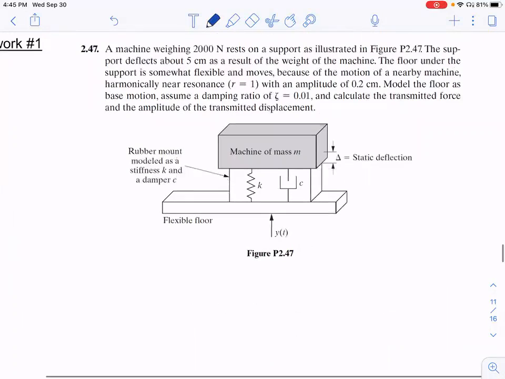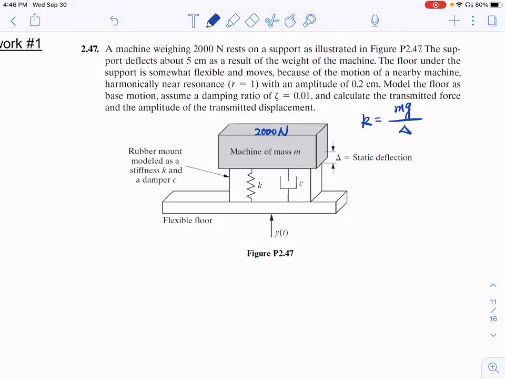So there is a machine. We already know the total mass or total gravity, total weight of the machine is 2,000 Newton. It's sitting on a system, sitting on a support. And when your system is stationary, it gives you a 5 centimeter deflection. So this tells you what K is, because your K is directly related to the deflection. All right, so you can easily calculate your K.